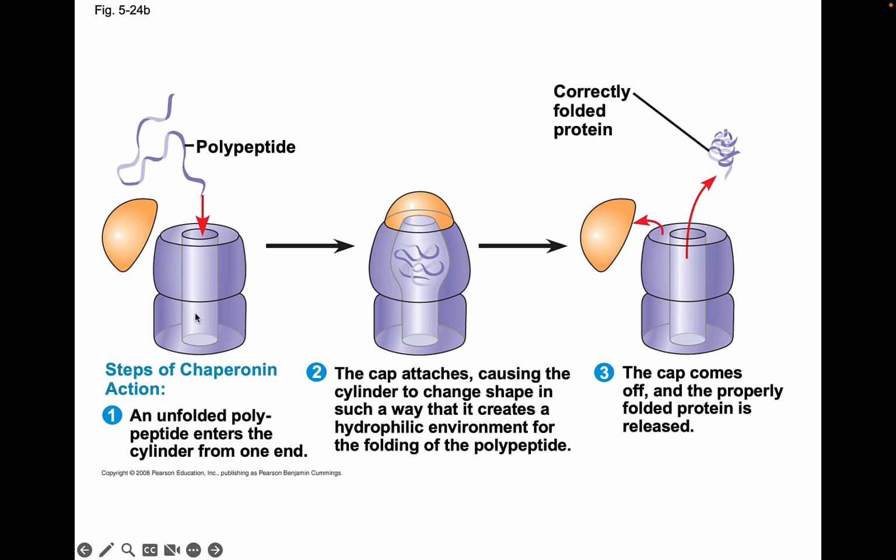If you look here, you see how this is represented. It's not really this way, but it's a good representation. There's a straight tube, the polypeptide enters, the cap attaches, the tube changes shape, and so it creates this hydrophilic environment for the folding of the polypeptide. There's some speculation it actually plays a role in helping it fold. Once the polypeptide is matured, the cap is once again removed and the protein is released to perform its duties.